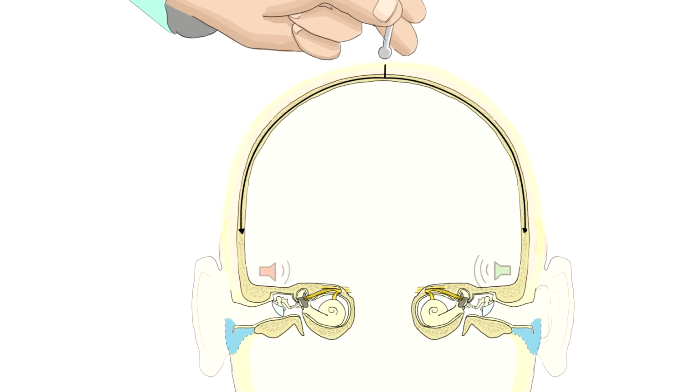If the sound is heard louder on one side, this is called lateralization. It can have two different causes. In the case of unilateral sensorineural hearing loss, sound lateralizes to the unaffected side. For example, in right-sided inner ear damage, the sound is louder on the left side.